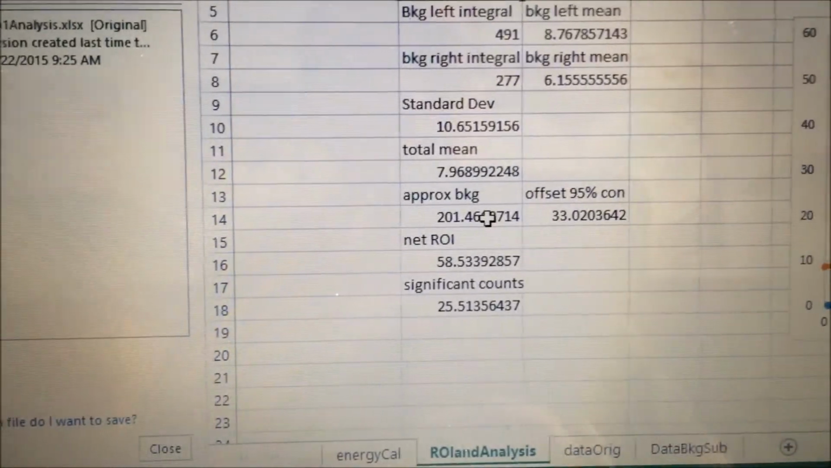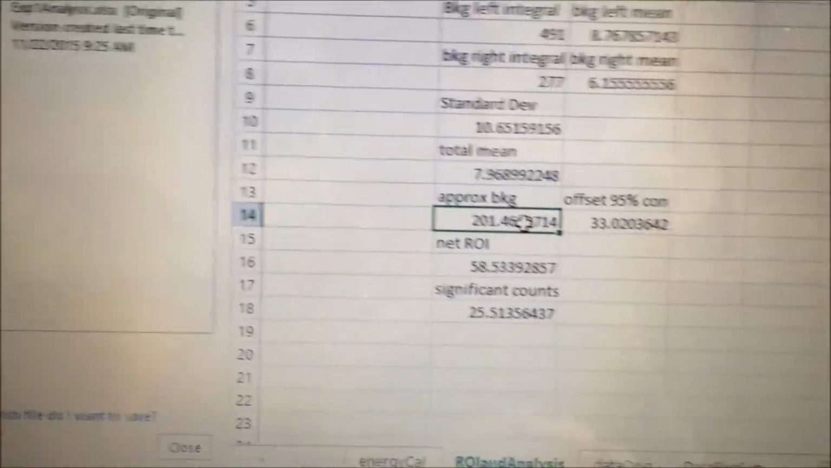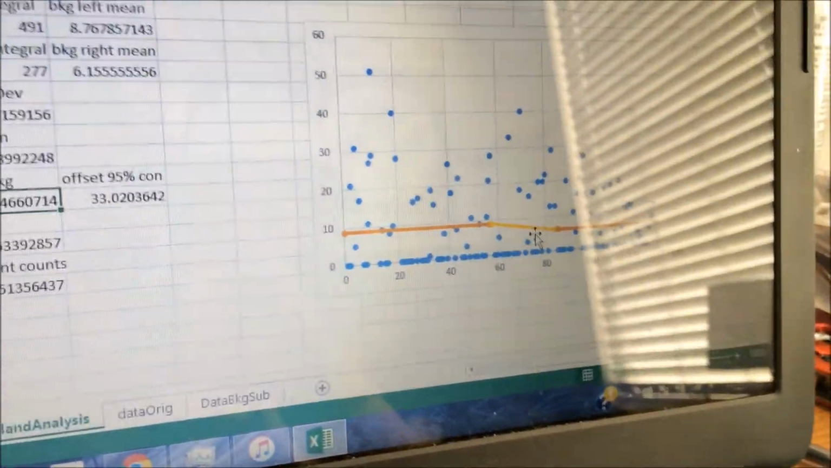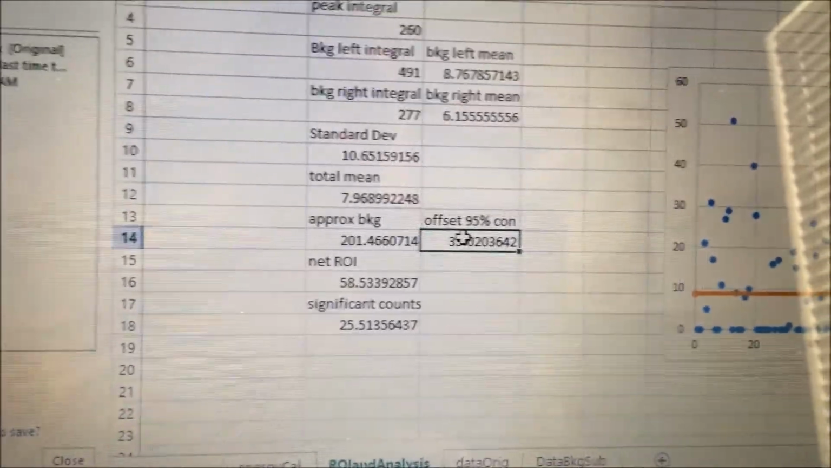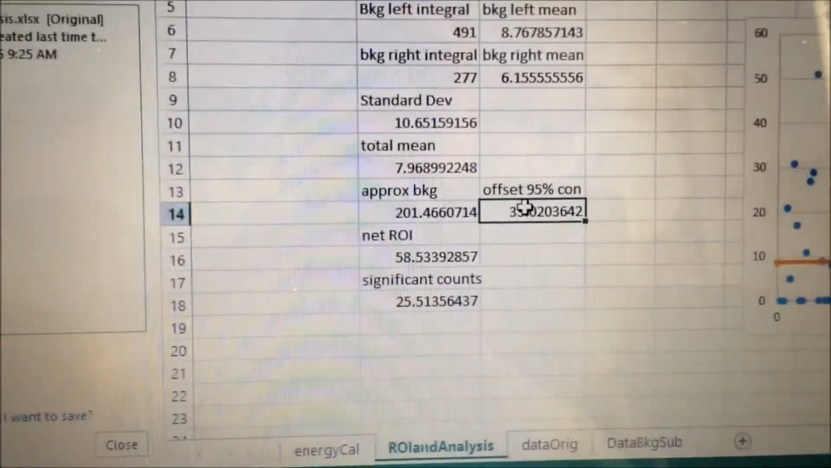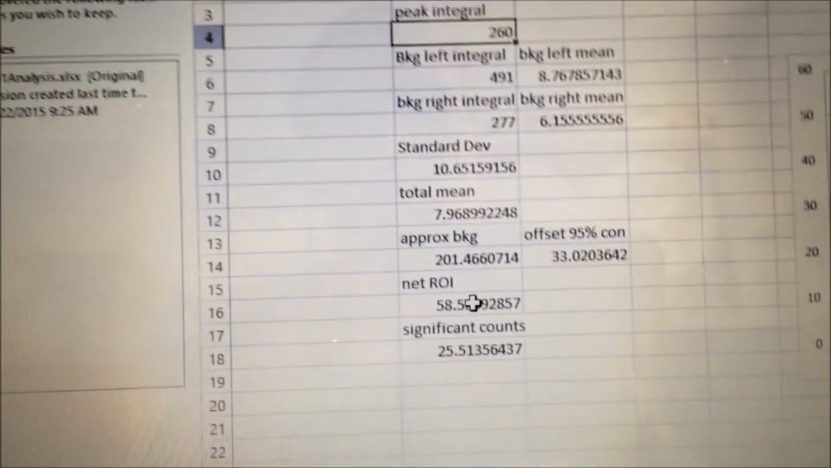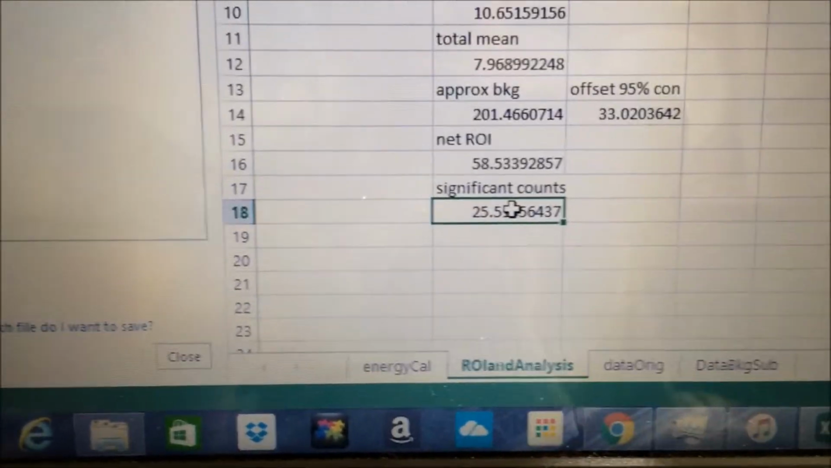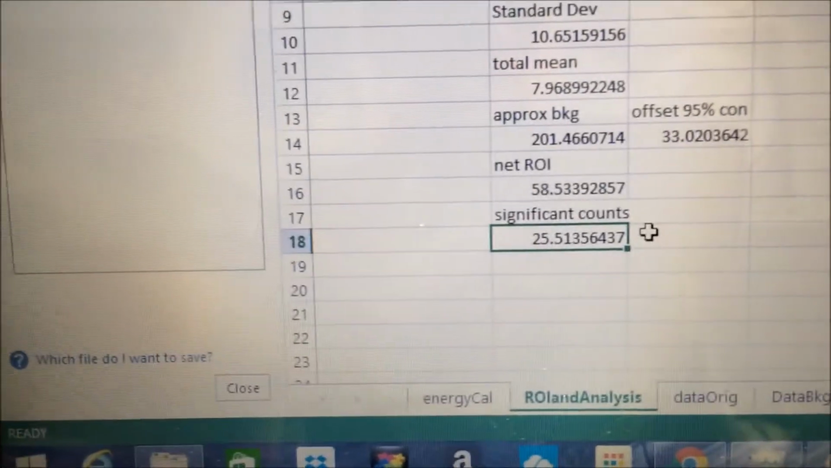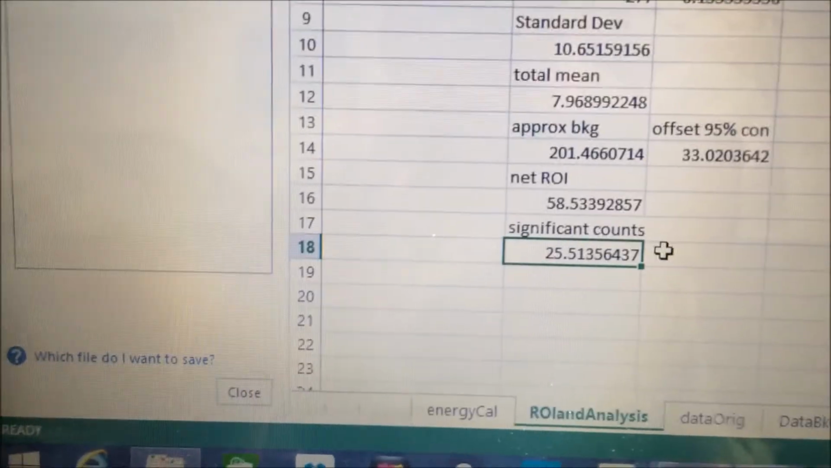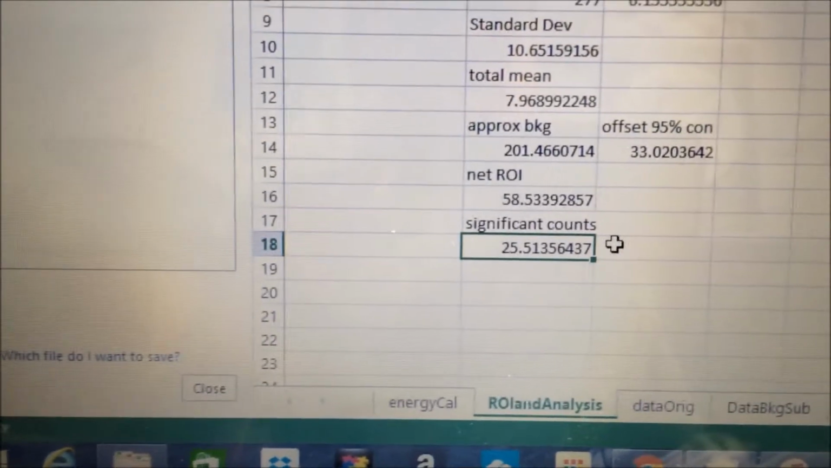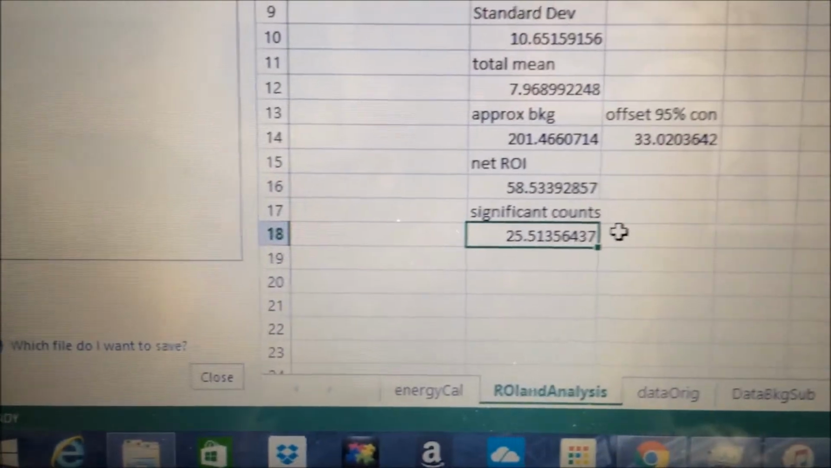So here we go. This is what we predict the background to be under that area based on the area under this line here. And then this is the offset that we need above. So this plus this subtracted from the total integral will give us the number of statistically significant counts. When we subtract those two numbers from our integral, we get about 25 to 26 counts that we can be 95% confident were actual counts above background.